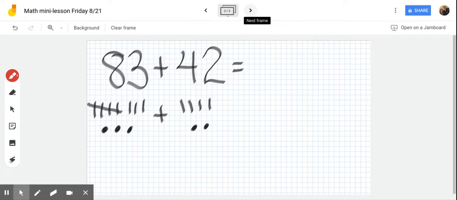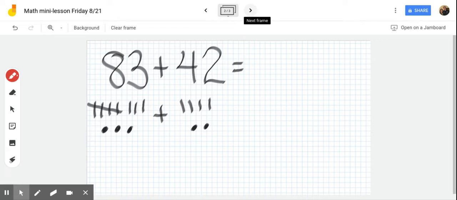This is a problem that I want you to check out. I wrote down 83 plus 42. Now, sometimes that's hard just to do in your brain, but what I want you to look at is there's two different ways that we can do this. I broke it down into tens and ones.